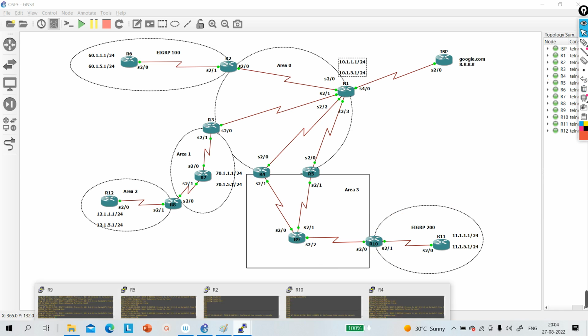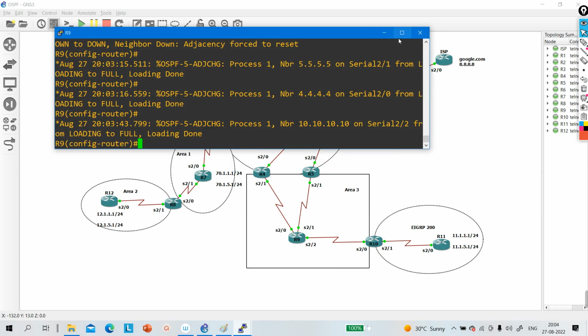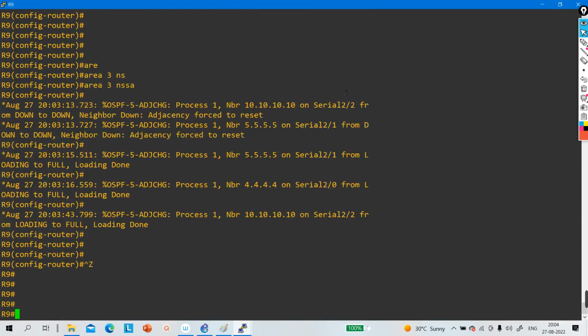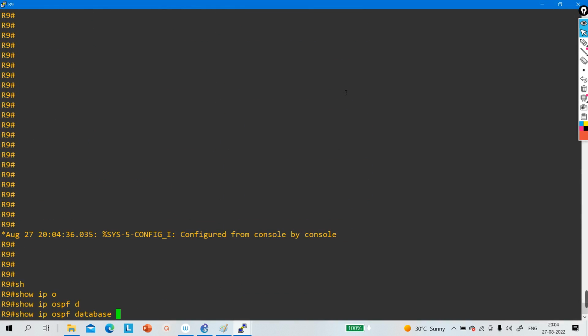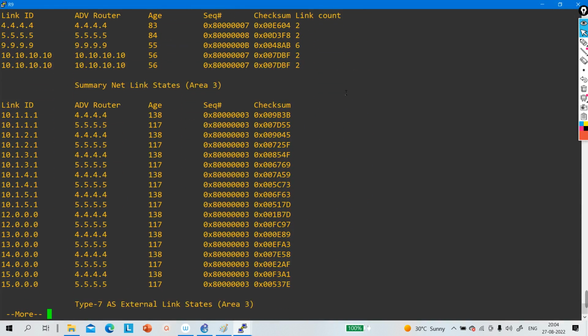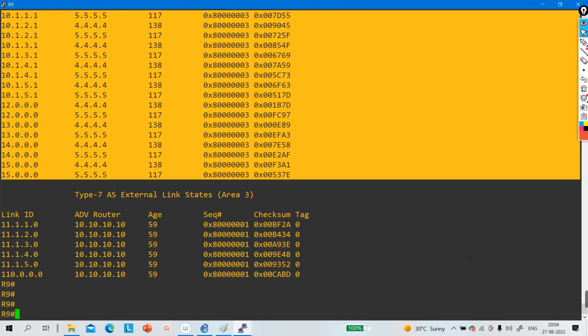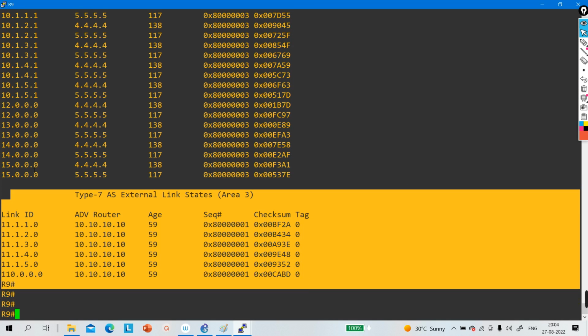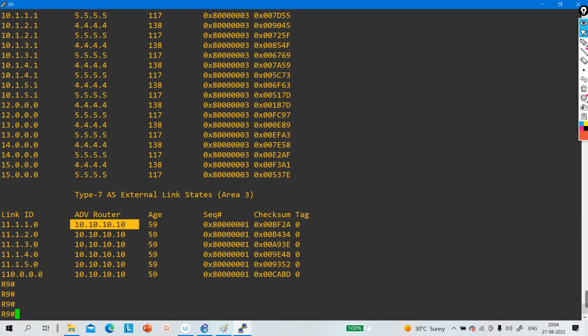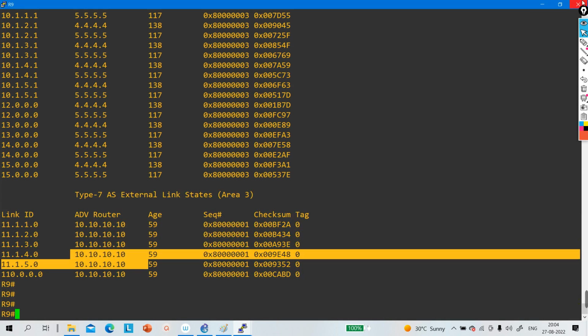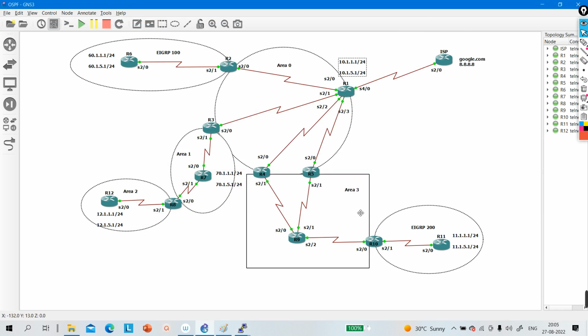Go to router number 9 and run show IP OSPF database. Now you can see this is LSA 3, right? Is there any LSA 4? No. Is there any LSA 5? No. But there is LSA 7. Who is generating 10.10.10.10? Means router 10, the ASBR. So router 10 is part of the NSSA area. That's why this router is generating LSA 7. So an ASBR router which is connected in the NSSA area will generate LSA 7.